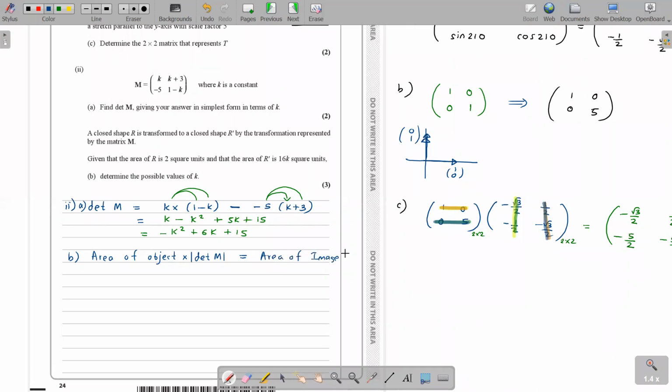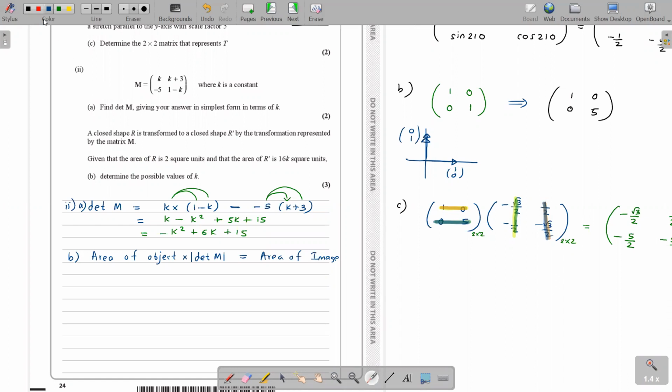So this is the equation you need to know. Area of object into determinant of your transformation matrix. It's like the scale factor. Your determinant of the transformation matrix is like the scale factor. So then it gives the area of the image. Now they have said here, given that the area of R means what? Object or image? R is transformed to the shape R dash. So if R is transformed to R dash, R is the object, R dash is the image.